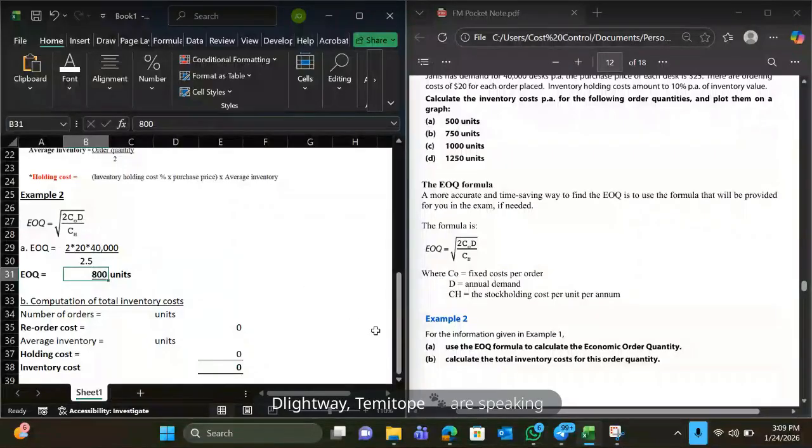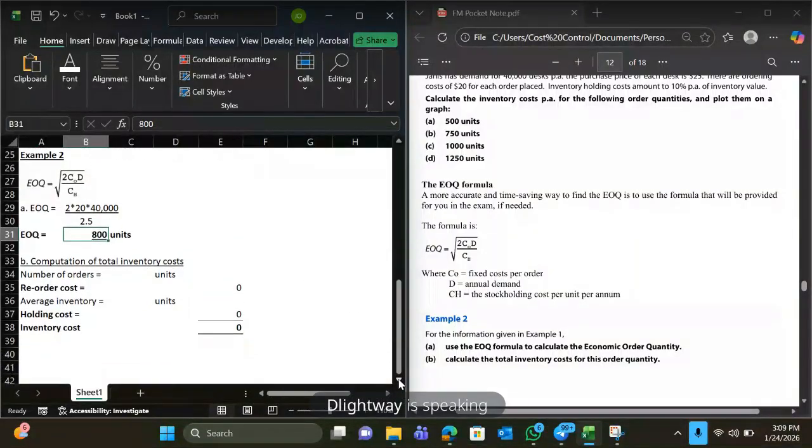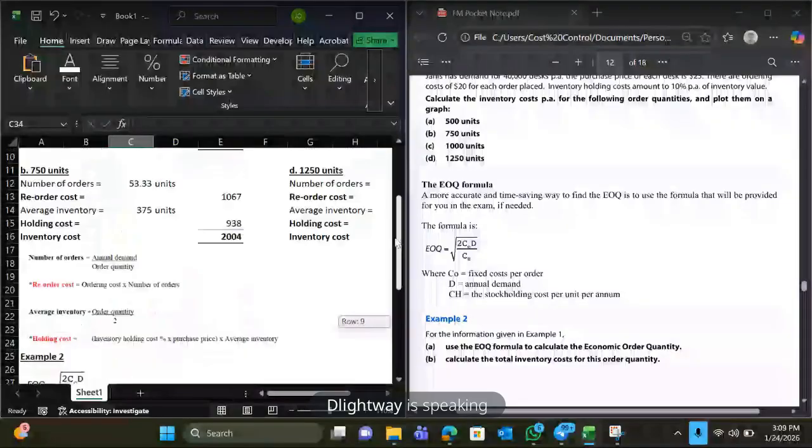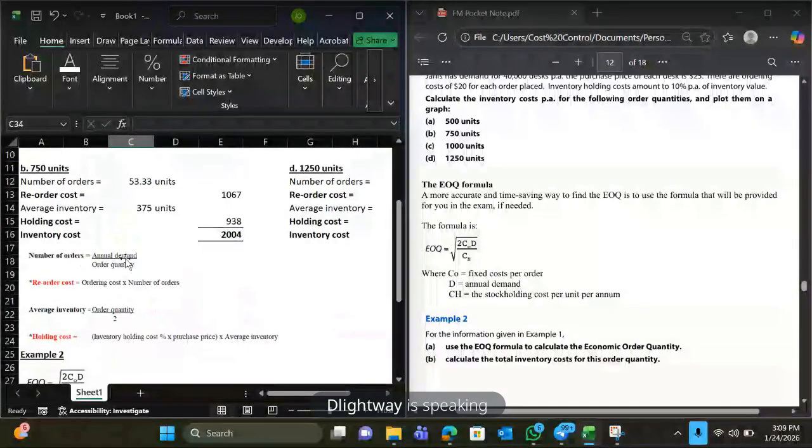Okay, so now proceeding to the second part of the question, we're told to use the EOQ we've gotten to calculate the total inventory cost. Like I said, to get your total inventory cost, you need to calculate your reorder cost, and to calculate your reorder cost, you need your number of orders. The formula for number of orders is annual demand divided by our order quantity.